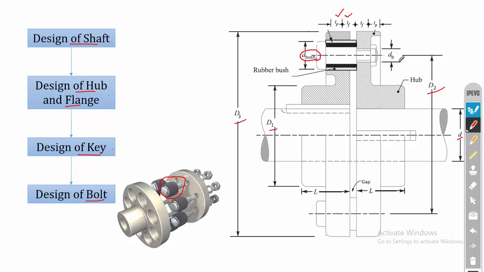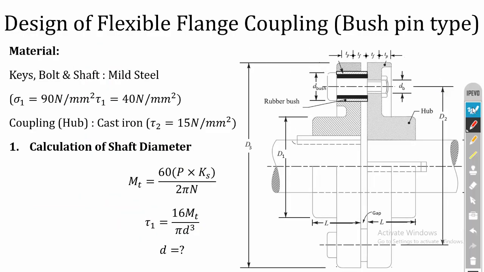Previously in the rigid coupling, the bolt is subjected to only shear stress. But because of the bush and the gap provided between the two couplings, two flanges, the bolt is subjected to both shear and bending stress. So we have to calculate the combined stress to design this bolt. So we'll move into the procedure.